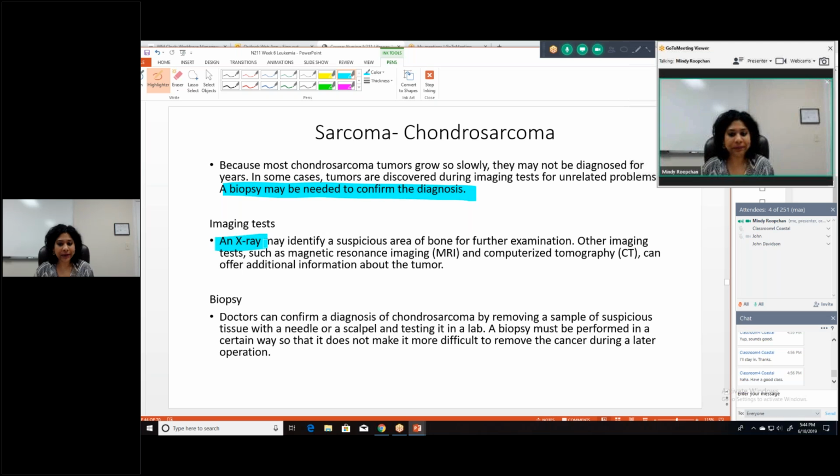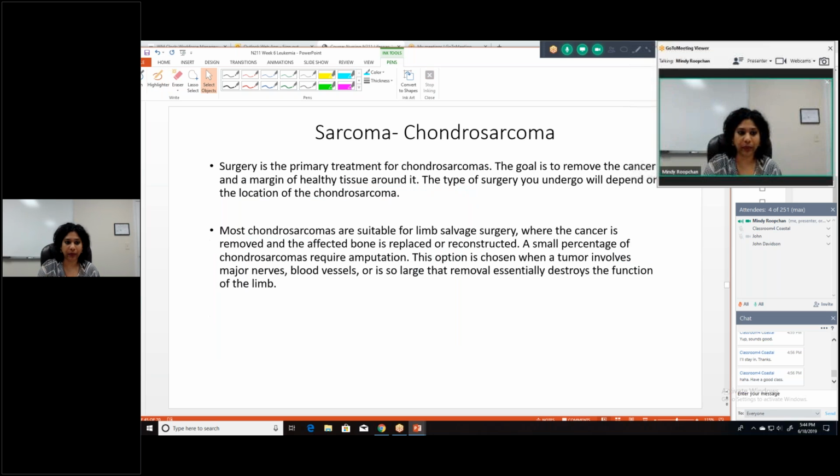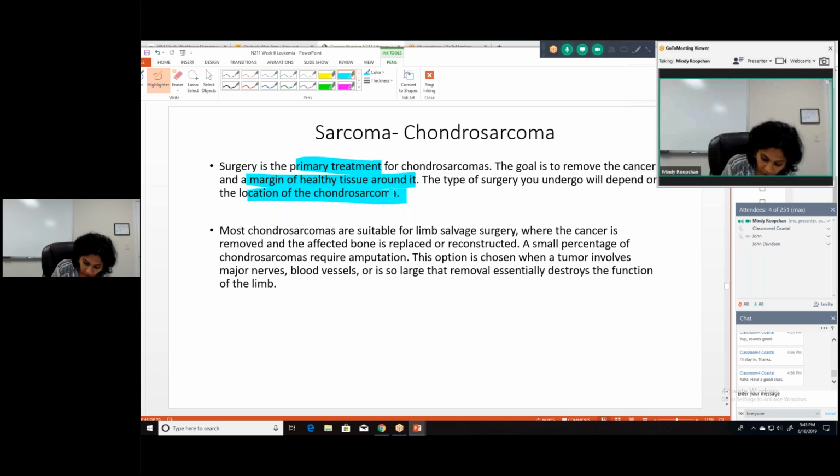They can do an x-ray, an MRI, and even a CT scan. They also can do a biopsy, where they remove a piece of it to see what's going on. The biopsy is done in a way, like I said, so it doesn't affect removing the cancer during a later operation. Surgery is the primary treatment for chondrosarcoma. The goal is to remove all the cancer and a margin of healthy tissue around it. But the type of surgery depends on the location of the chondrosarcoma. It just depends on where it's located.